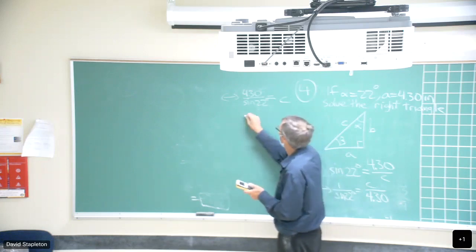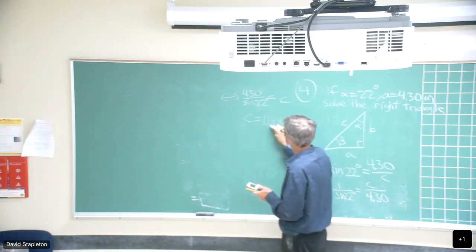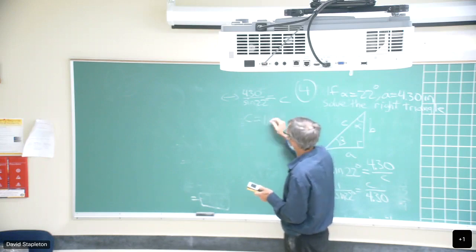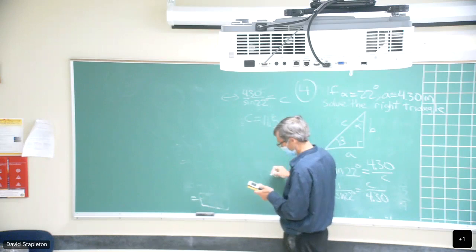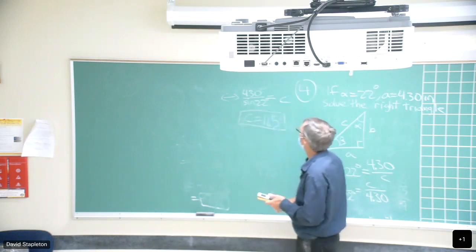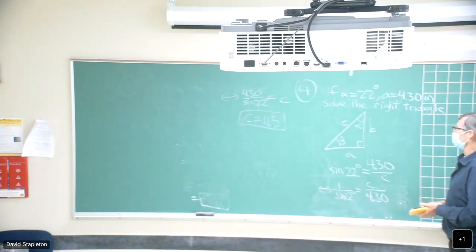And I got 11.48 when I rounded to 2 places. Actually, since it said round to 1 decimal place, I'll write it as 11.5. All right, so there's C, and now I can find the other values.